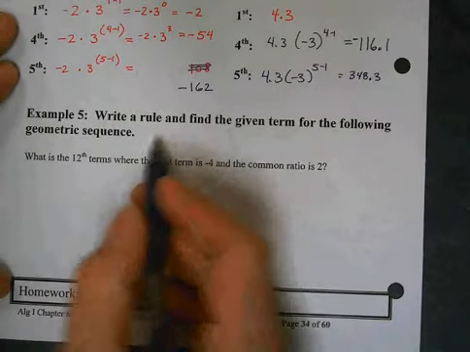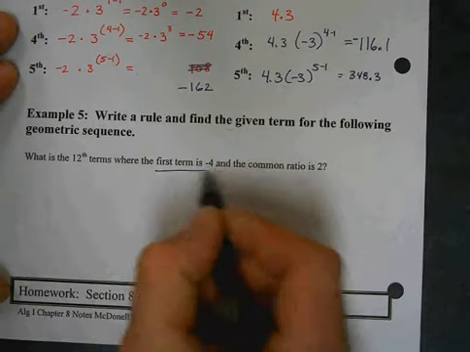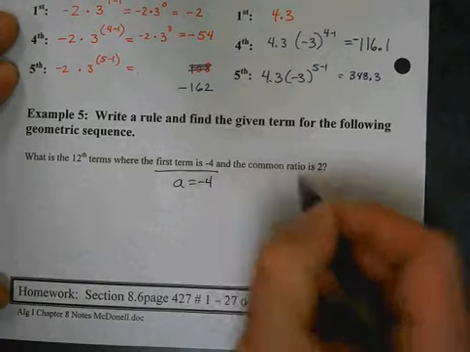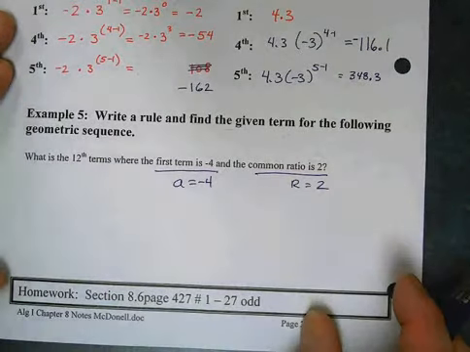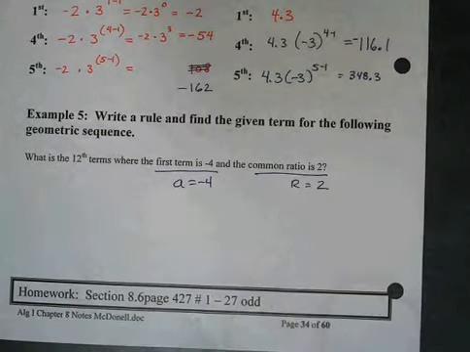Write a rule and then find the given term for the following geometric sequence. The first term is negative 4. So put a equals negative 4. The common ratio is 2. So put r equals 2. Can anyone think they can take that information and give me the formula?